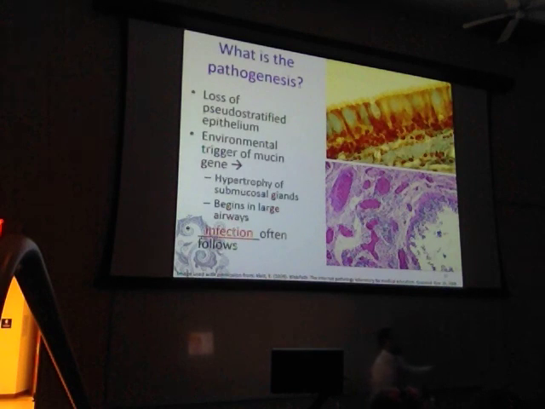It starts in the larger airways, and then it moves to the smaller airways, and very, very often you're going to have infection that shows up as a result of too much mucus sticking around. Now, the bottom picture is an H&E stain, and this is a patient that suffers from chronic bronchitis. And what you're looking at here is the increase in inflammatory cells that actually show up.